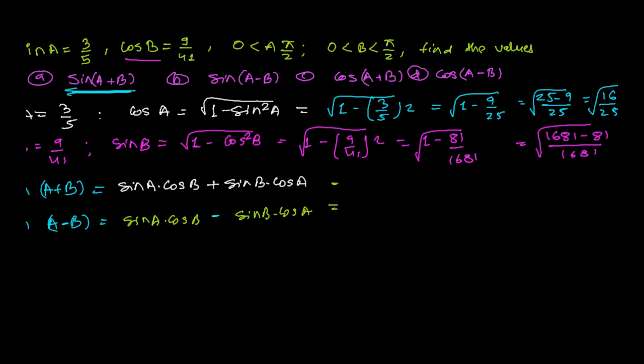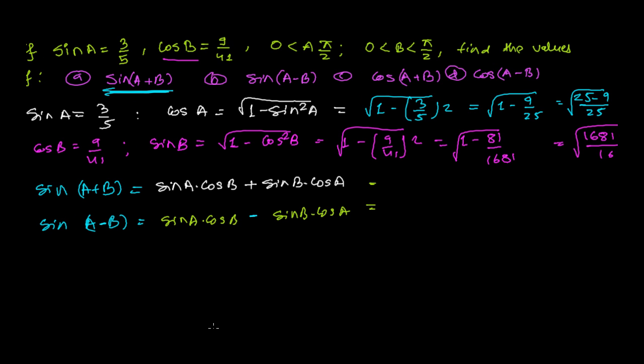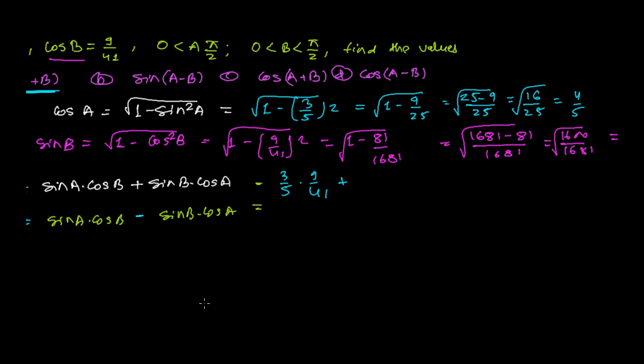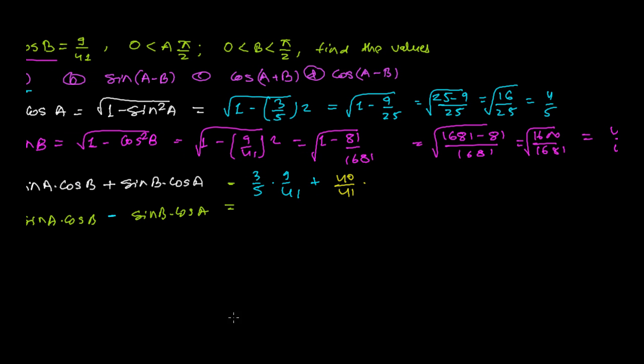Let's put in the values of sine A and the rest. The value for sine A is already given, that's 3/5, and cos B is given here as 9/41. Now plus sine B and cos A, which we recently found. The sine B value we got is 40/41, times the value for cos A, which we found as 4/5.